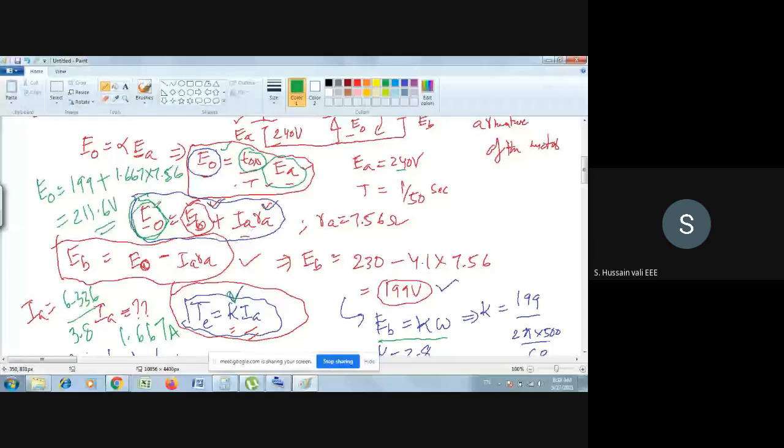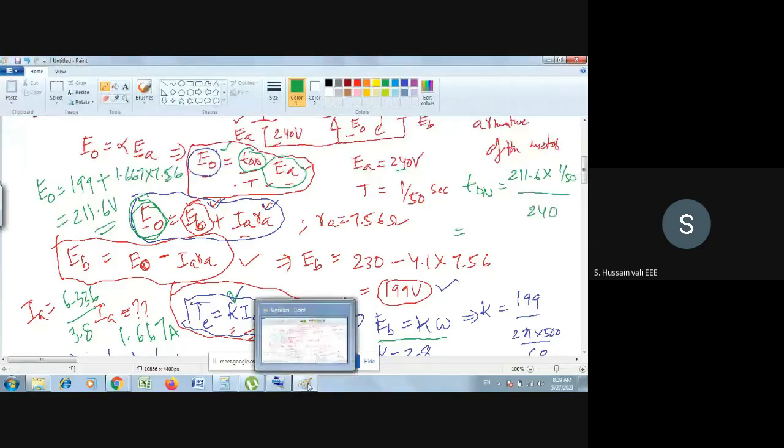Then we go back to the previous equation. So E naught is equal to K into T, so what is T from this? T is equal to E naught 211.6 into T, where T is 1 by 50, divided by the EA value we got just now, 240. That's it. You use this equation, and from this equation we can find out T on. How to find out T on? We'll see now.